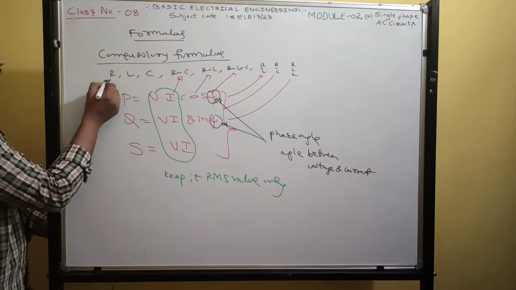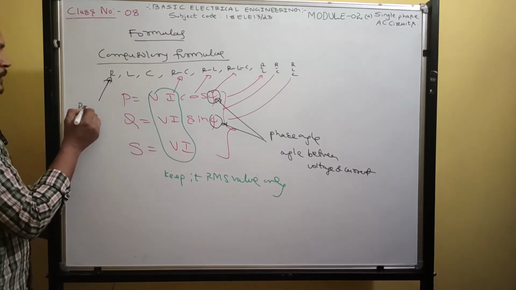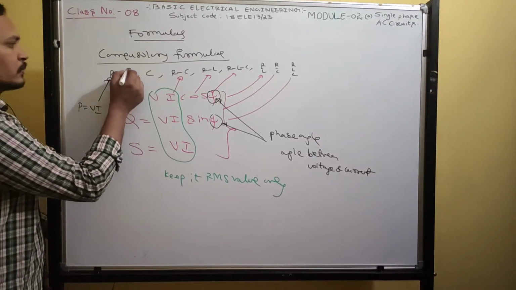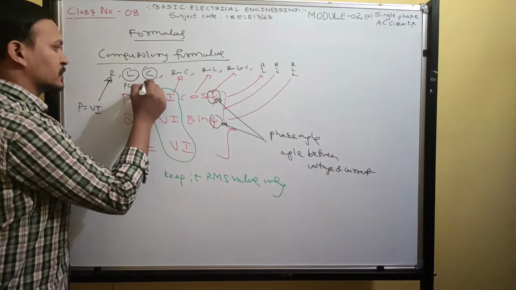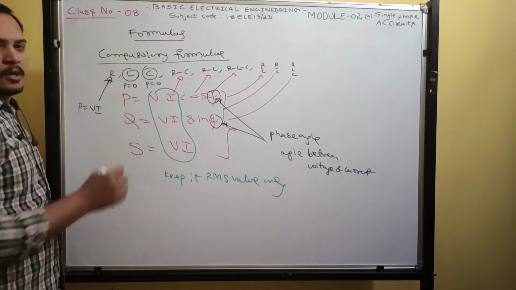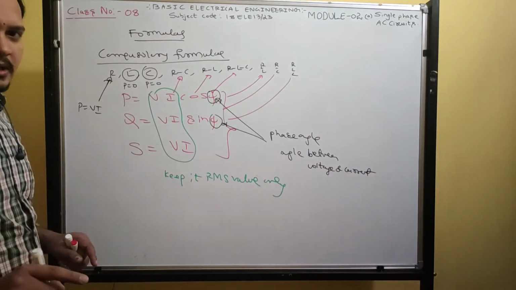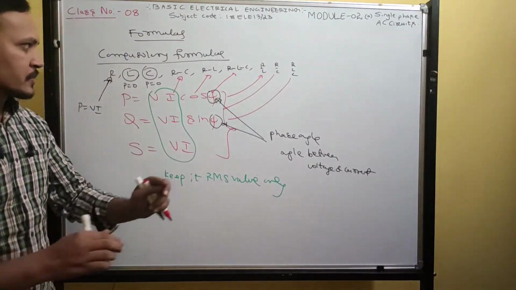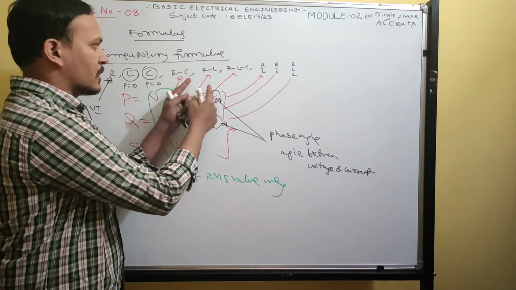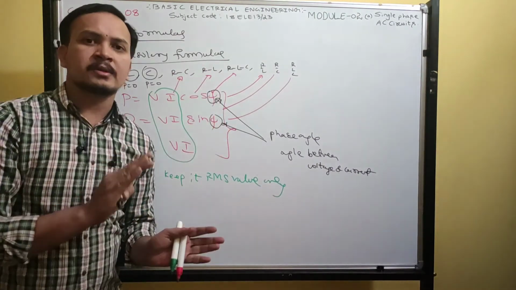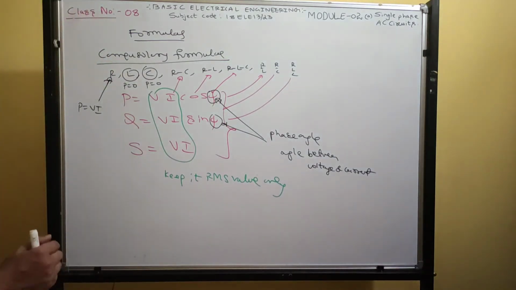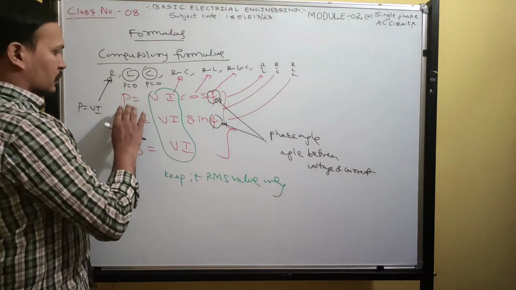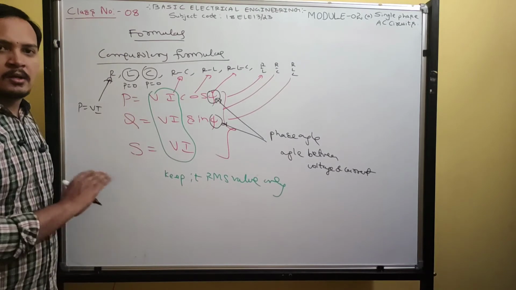Now, for only a resistive circuit, the power formula is VI. A pure inductor never consumes power. A pure capacitor never consumes power. 99% of problems they are going to ask with these combinations: RC, RL, RLC, may be series or parallel or a combination of both, series-parallel. For all such combinations, these three power equations will remain the same.